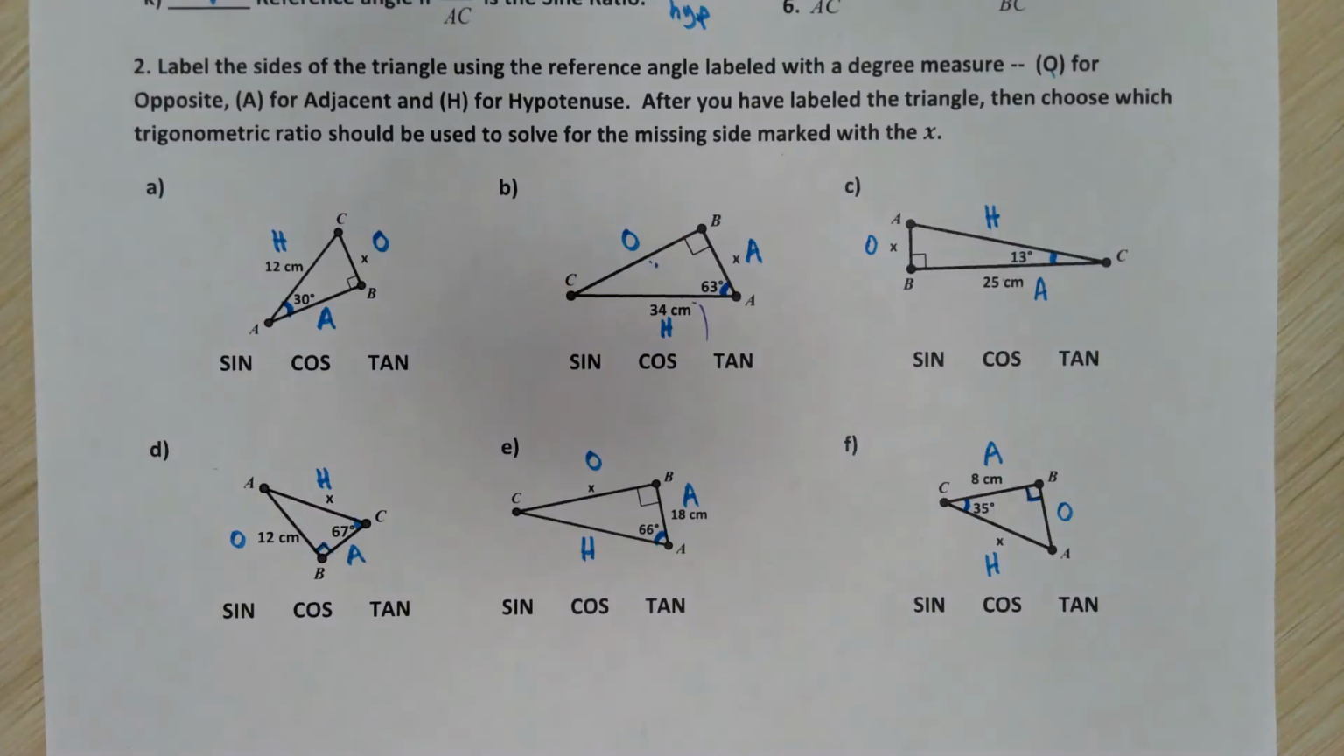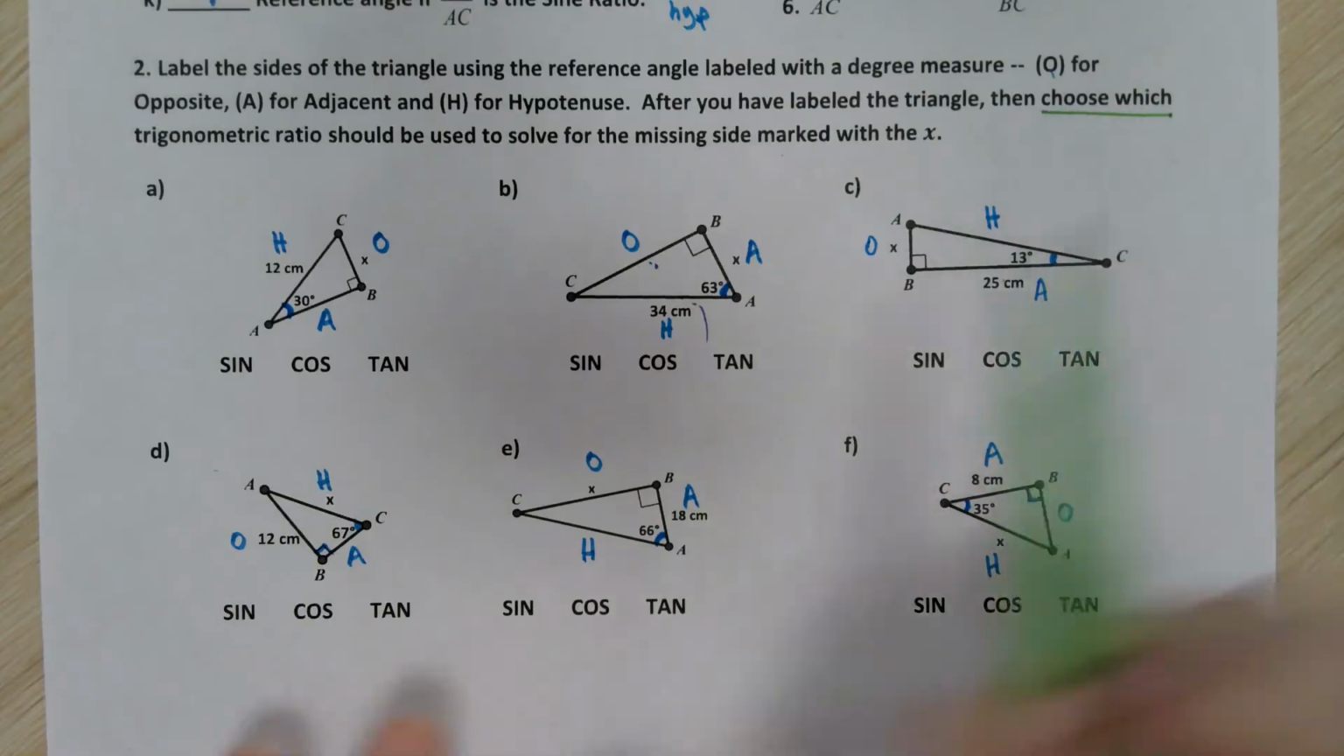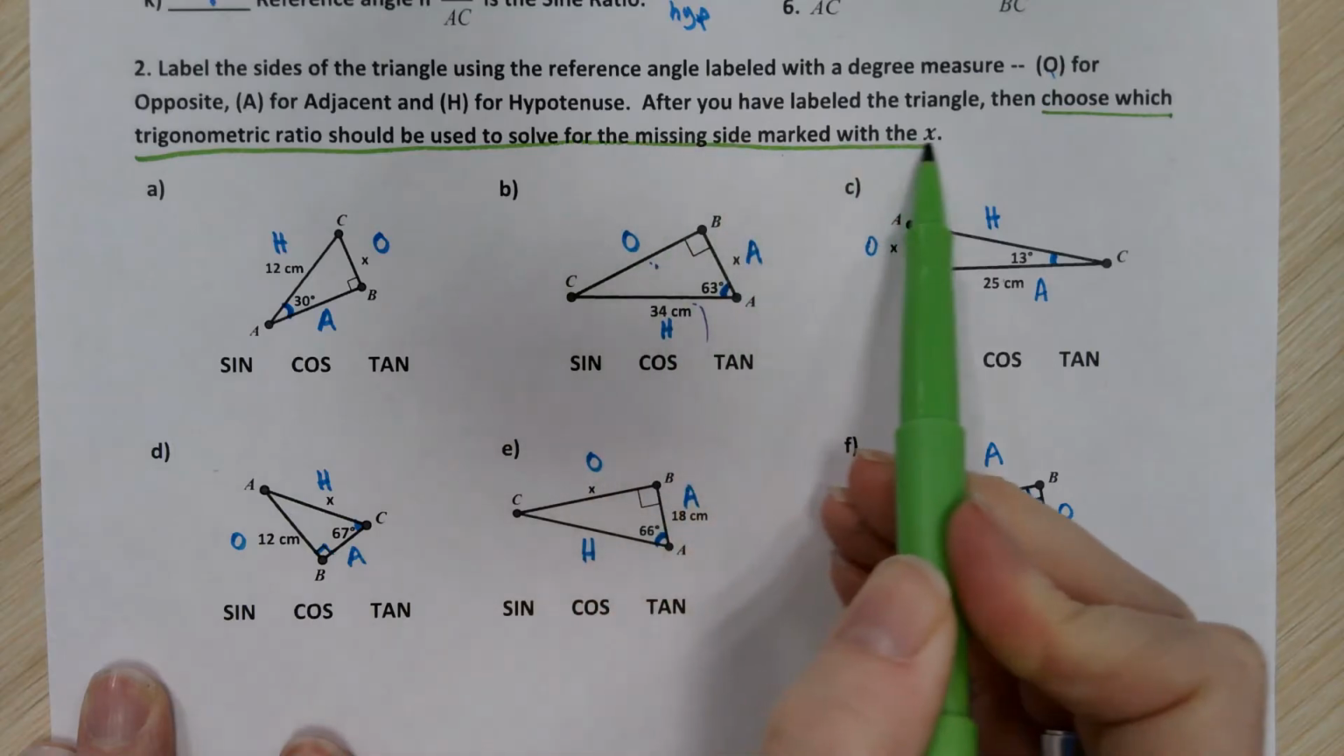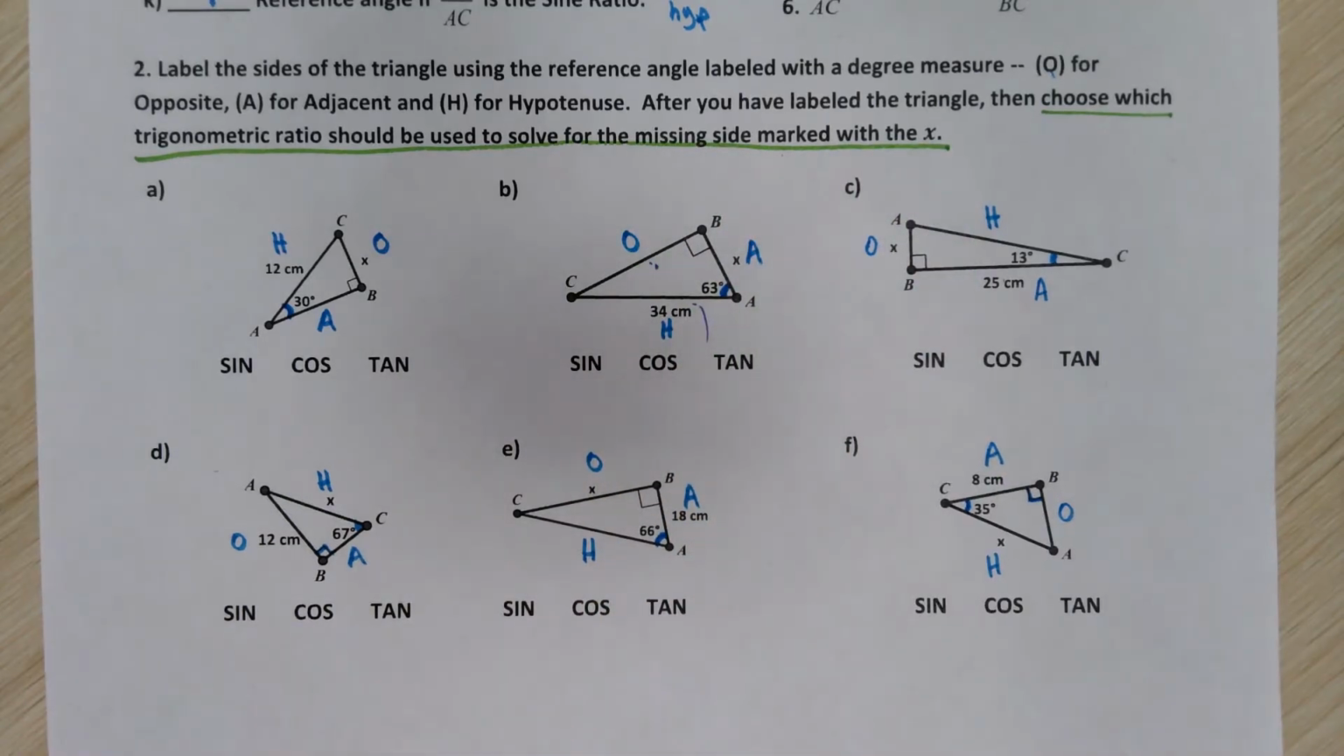All right, now that we've got that taken care of, we're going to come back and choose part 2 here. Which trigonometric ratio should be used to solve for the missing side marked with the X? So we're not learning how to solve yet, but we're trying to pick which one of these sine, cosine, tangent ratios fits each of these situations the best.